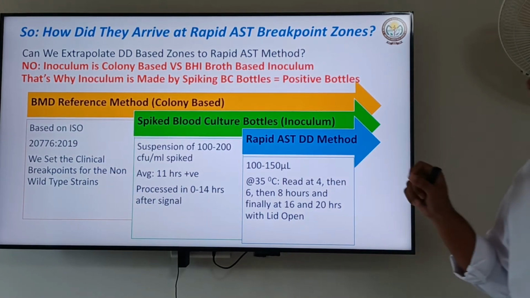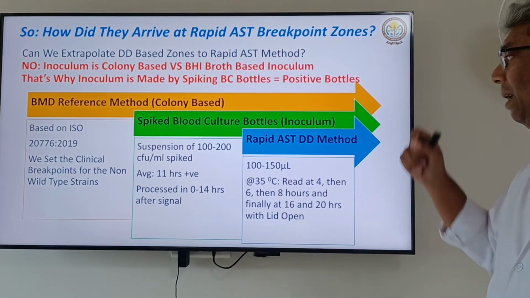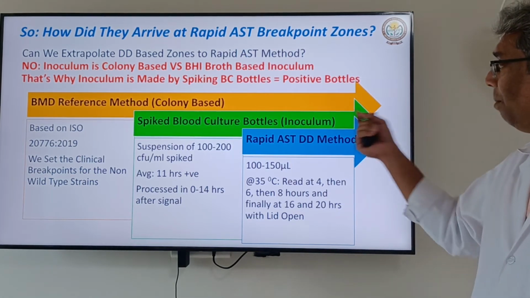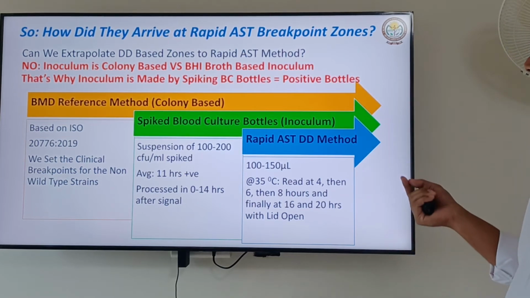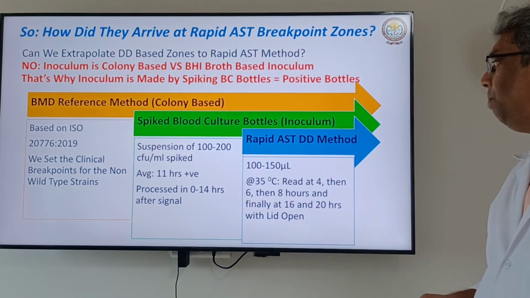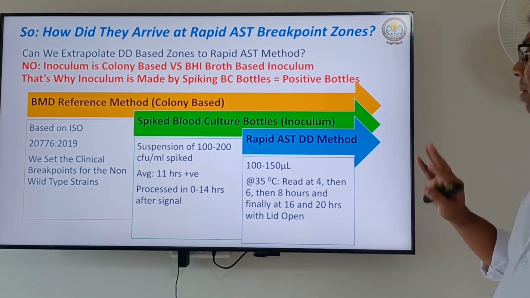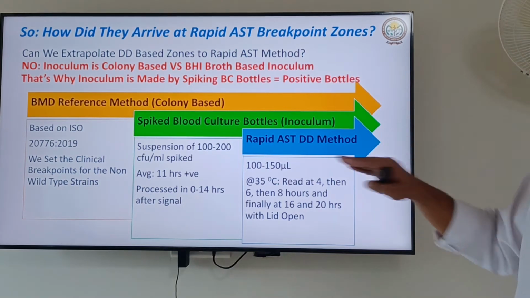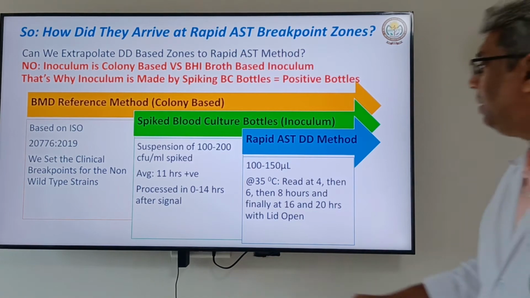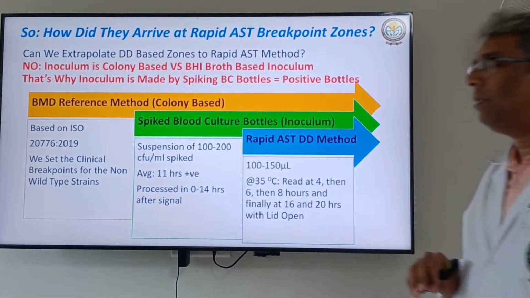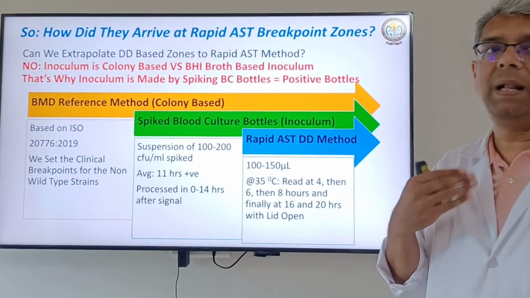Now this particular paper does not mention the exact volume, whether 1 ml, 2 ml, or how many ml they are taking. Are they taking 8 to 10 ml? They are using that amount to spike the sterile blood culture bottles and then adding around 5 ml of defibrinated horse blood in that bottle and then incubating it. The average time is 8 to 12 hours, approximately 11 hours. The bottles come up as positive and are processed within 0 to 14 hours after the signal turns positive. Now they are simulating the entire conditions of what happens in the lab.